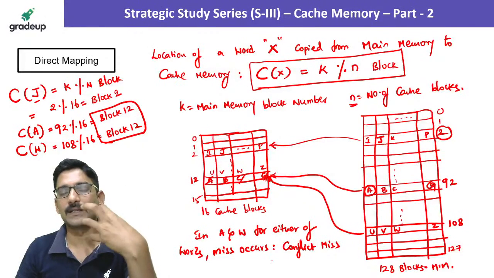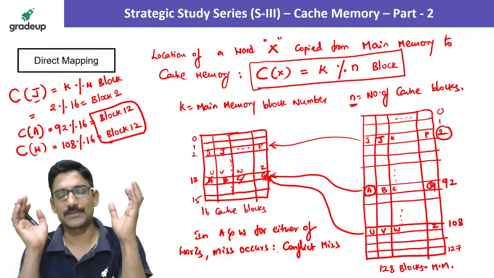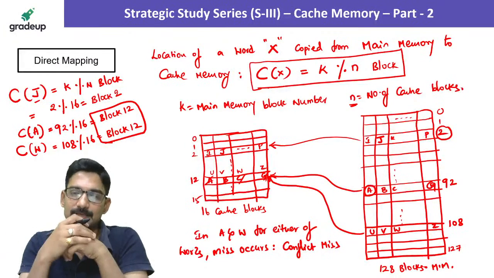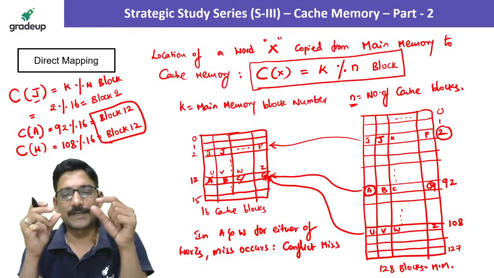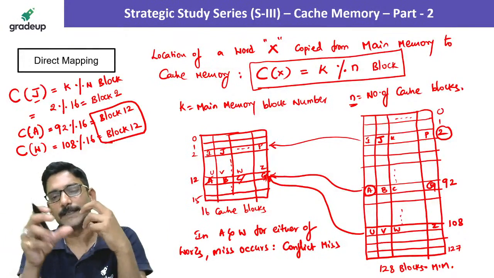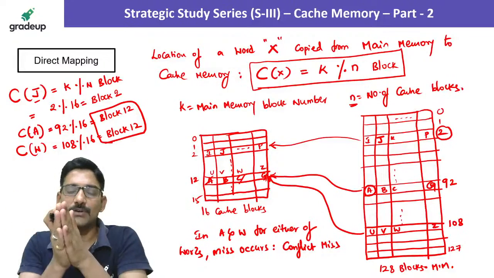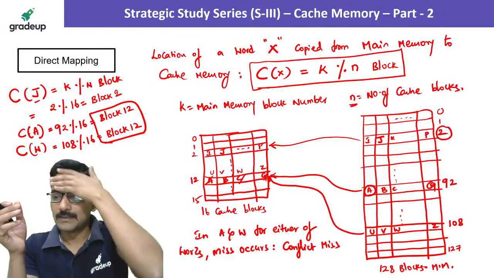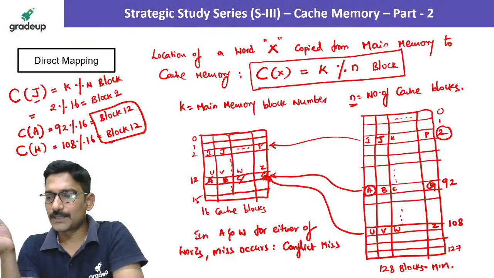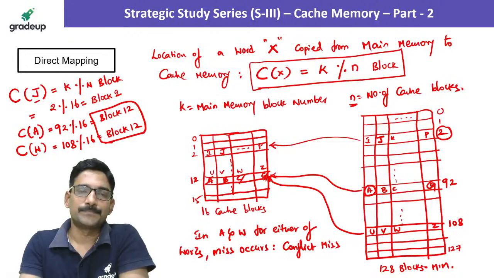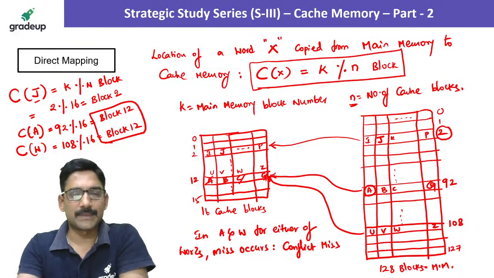So it is an internal conflict within the policy itself. That's why we call this a conflict miss. There is a conflict of block number between the W word and the A word, so definitely for one a miss occurs. Rehan, good evening. Chetan Bansal, good evening. So this is direct mapping.